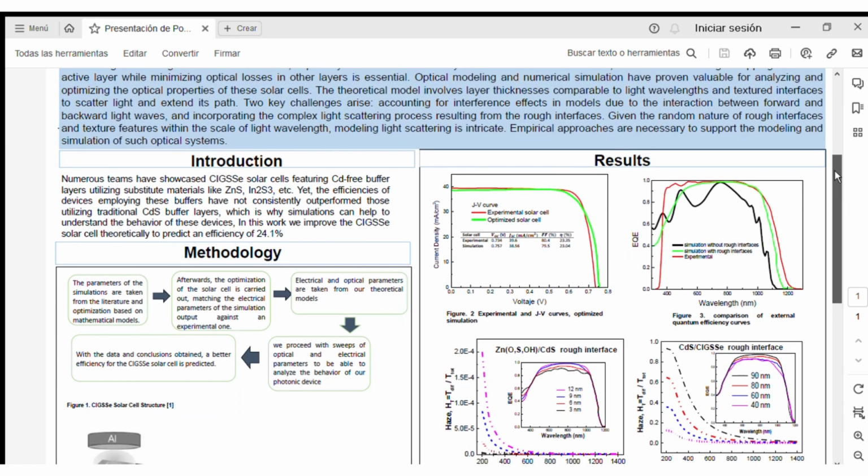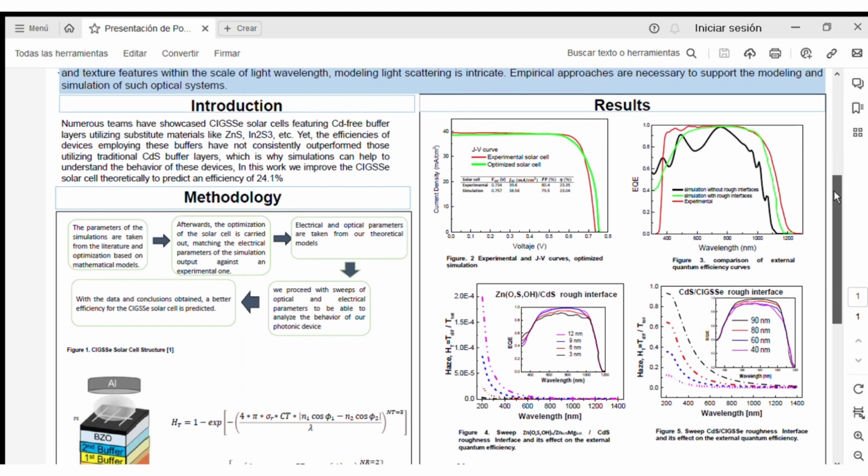Numerous teams have showcased CIGSe solar cells featuring Cd-free buffer layers utilizing substitute materials like ZnS, In2S3, etc. Yet, the efficiencies of devices employing these buffers have not consistently outperformed those utilizing traditional CdS buffer layers, which is why simulations can help to understand the behavior of these devices.